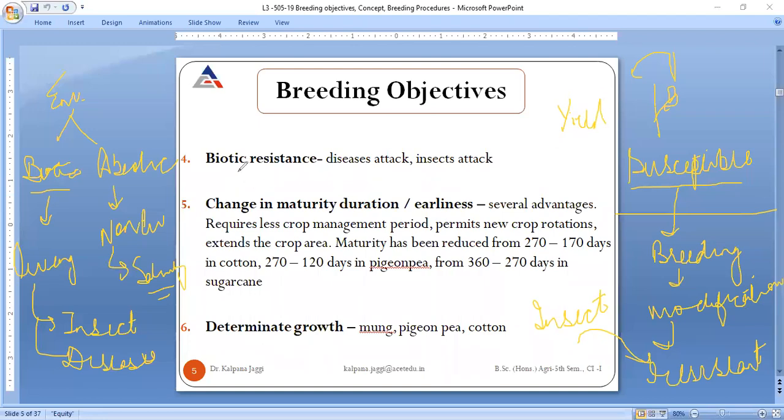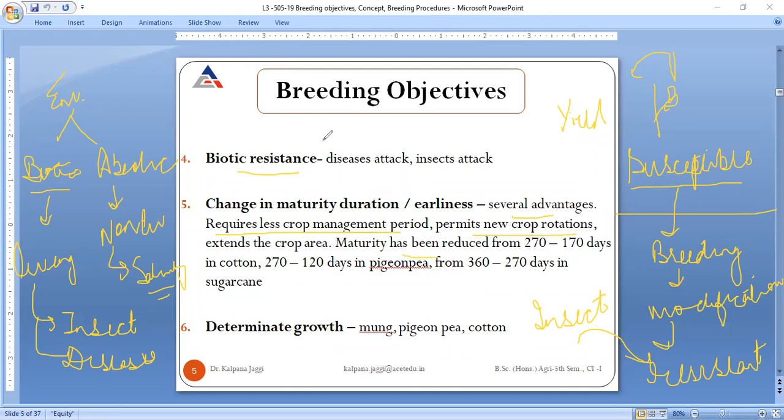So this is biotic resistance. Then we can change the maturity duration, earliness. Several advantages of breeding are there, like some crops require less crop management period, and sometimes we can also go for crop rotation.